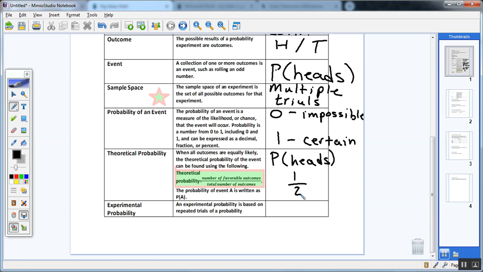Now, experimental probability is something that's based on an experiment. Let's say I flipped that coin 60 times, and 59 times it landed heads. Now, theoretically, on the 61st flip, there should be a 1 in 2 chance that I get heads. But how many times have I gotten heads in 60 flips? 59. So the experimental probability on the next flip would be 59 out of 60. Experimental probability is based on repeated trials. It's based on what has already happened.